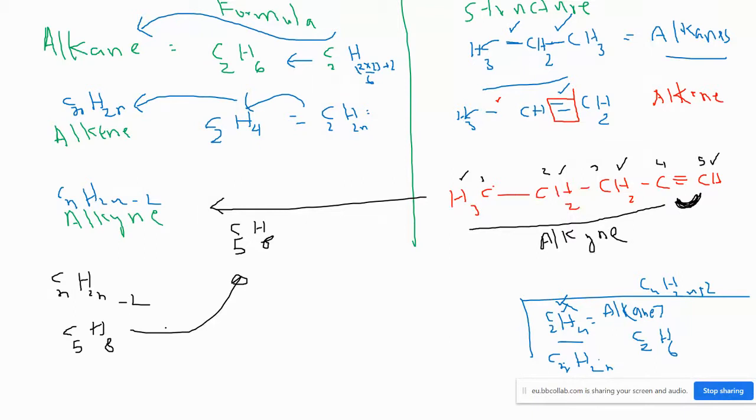But if the structure is given, I recommend you don't go to the number of carbon and hydrogen. Just check whether it is a triple bond. If it is a triple bond, it is alkyne. If it is a double bond, it is alkene. If it is a carbon-carbon single bond, it means this is alkane.